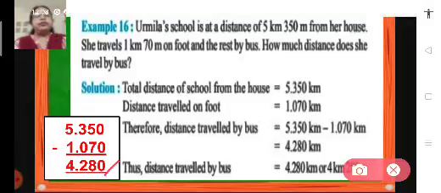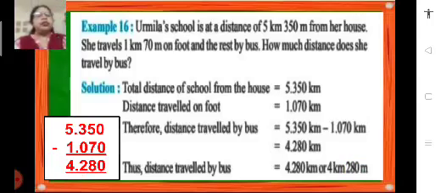0. Then 5 minus 7, that means we have to borrow from 3, we have to borrow 1, and 3 becomes 2. So 15 minus 7 becomes 8, and then we have 2 minus 0. So we have 2 in the tenths place. Then we put the decimal point and move on to the ones place. So 5 minus 1 in the ones place becomes 4. So what is the distance travelled by bus? It is 4.280 kilometers or 4 kilometers 280 meters.